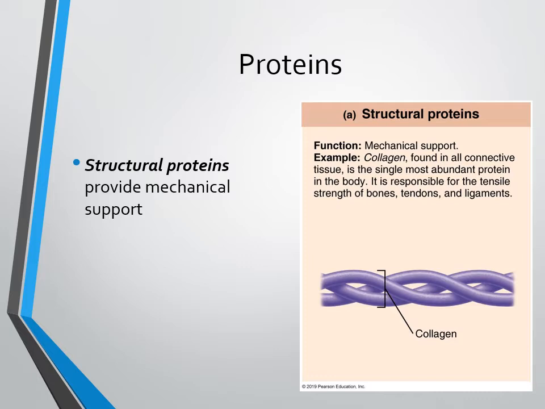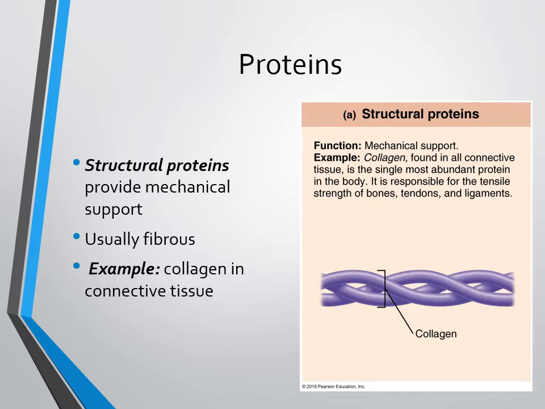We have structural proteins like collagen right here, which just provides mechanical support. They're usually fibrous. So we have collagen right here, which makes up your connective tissue. It's responsible for making sure that your bones and tendons are able to move and remain flexible.